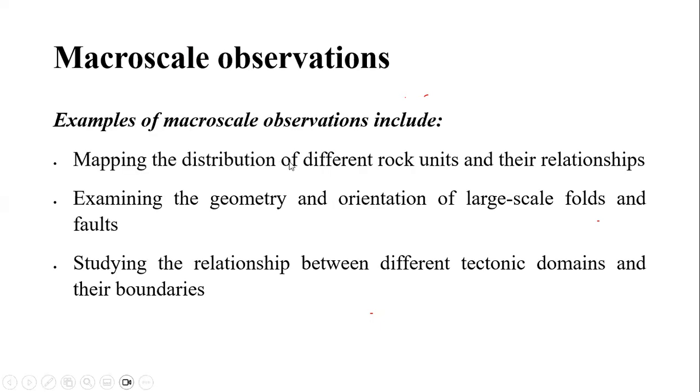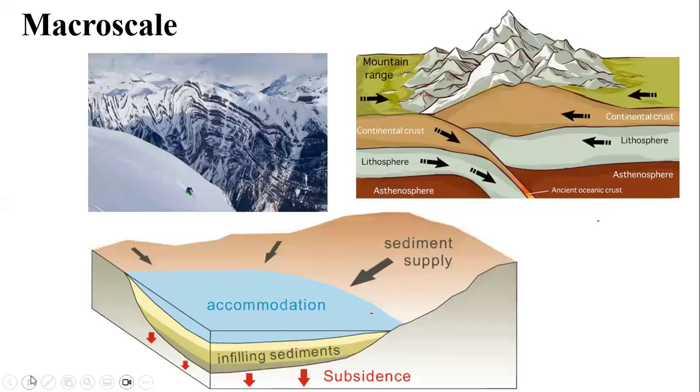All right. So this involves mapping the distribution of different rock units and their relationships, examining the geometry and orientation of large scale folds, and studying the relationship between different tectonic domains and their boundaries. If you check here, you are looking at the large scale folds. You are looking at the large scale faults, so this mountain, this fault mountain, is a typical example of a macroscale.